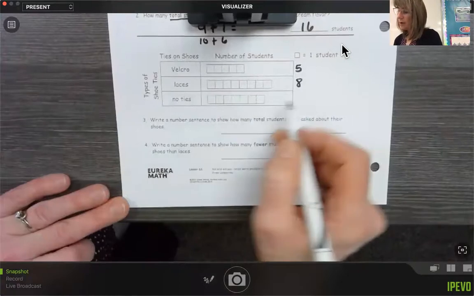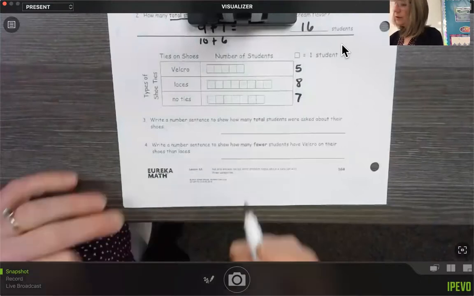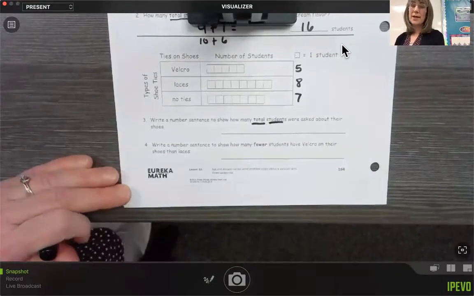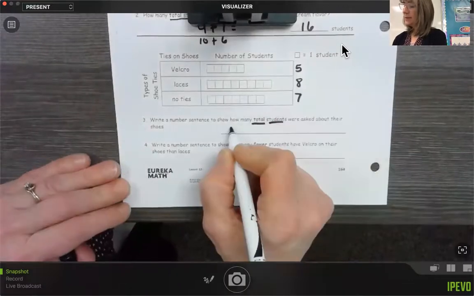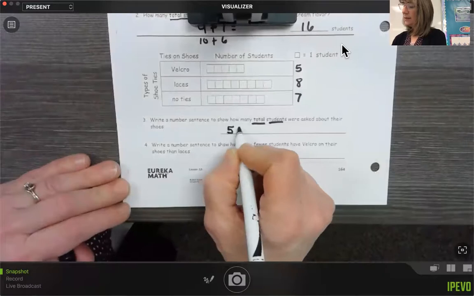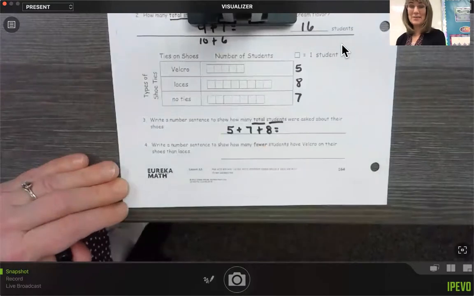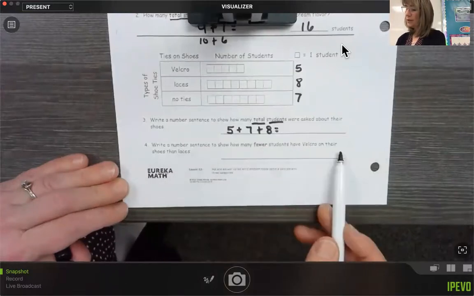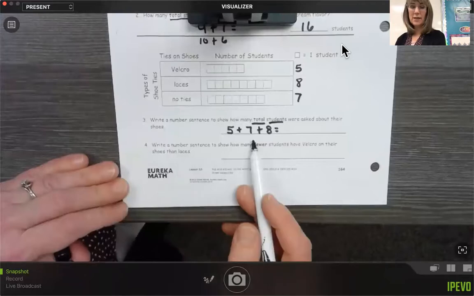Write a number sentence to show how many total students were asked about their shoes. So we're thinking of total students. Total students means they want me to add them all together. So let's add up our numbers: 5 plus 7 plus 8. It just says write a number sentence. So guess what? You don't even have to solve it. All you have to do is write the number sentence. Now write a number sentence to show how many fewer students have Velcro on their shoes than shoelaces. Actually, let's go back to this one. Even though it didn't tell us to solve it, let's go ahead and solve it.